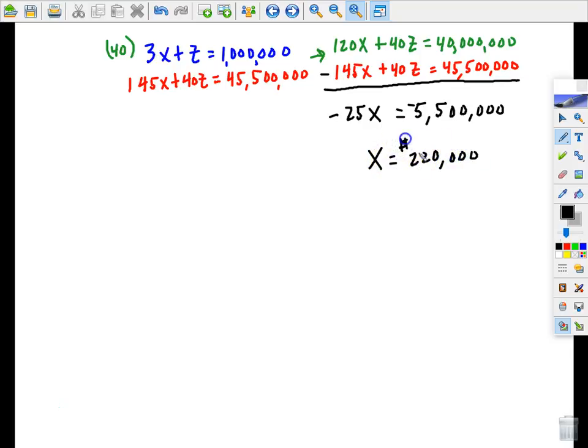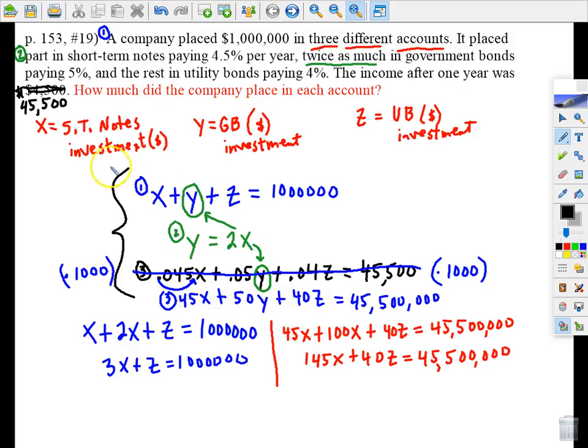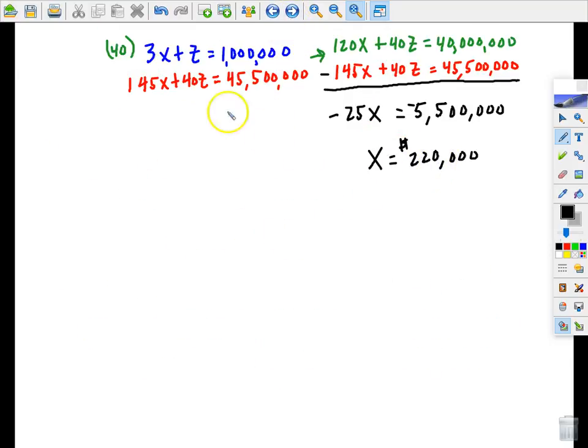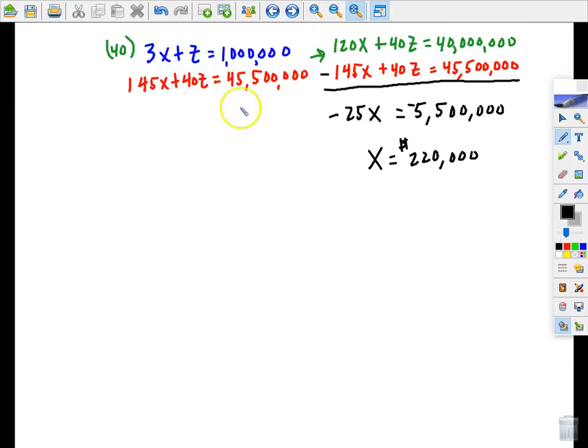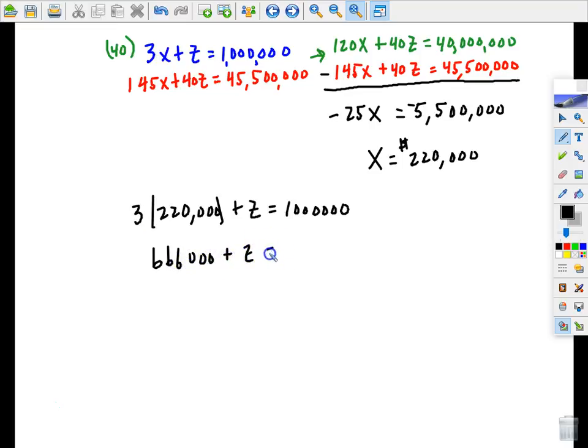And again, this is an investment amount, so we should show dollars. So what we found out is we invested $220,000 in short-term notes. And that's going to help me find my other investment that's showing here, this z variable, which stands for utility bonds. So I'm going to pick the easier one, looks like the blue, and I'm going to do 3 times 220,000 plus z equals 1,000,000. 660,000 plus z is 1,000,000.